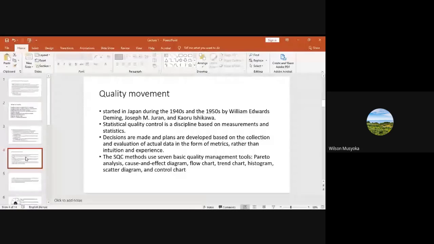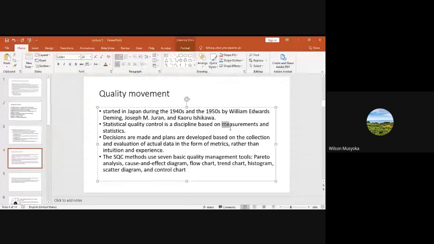The quality movement was started in Japan in the 1940s and 50s by people like William Edwards Deming, Joseph M. Juran, and Kaoru Ishikawa. These are the people who started the quality movement. They used statistical quality control, which is based on measurements and statistics. Also, decisions were made and plans were developed based on the collection and evaluation of actual data in order to tell whether quality was achieved or not.